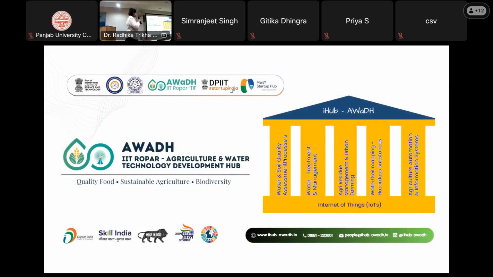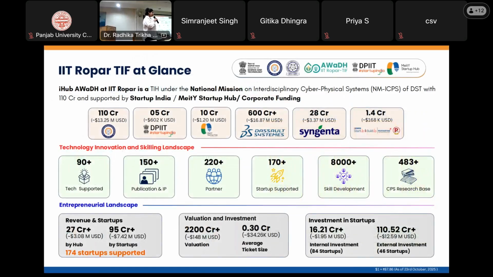So to start with, like I mentioned, we are working in the agriculture and water domain. And these are a few of the areas where we are working. Water assessment hogi, agriculture automation hogi, mapping what is present in the soil. So these are the domain areas where we are focusing, specifically catering to smart and digital agriculture. These are the two prominent areas where we are working. Other than that, how our entity looks like, we are being supported by Department of Science and Technology.